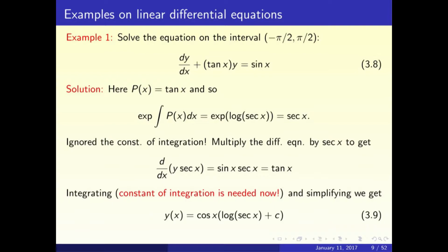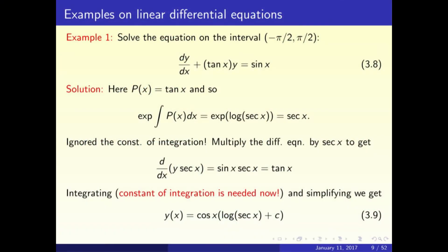That's easy. The integrations were easy, and observe where we ignore the constant of integration in the first step. When you're integrating p(x) dx, we ignore the constant of integration. The final integration that we perform involving the right hand side, the q(x) thrown in, the constant of integration has been put. That's 3.9. So that's a solution of the differential equation.